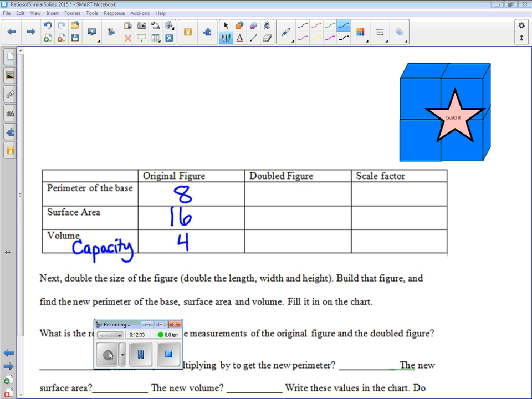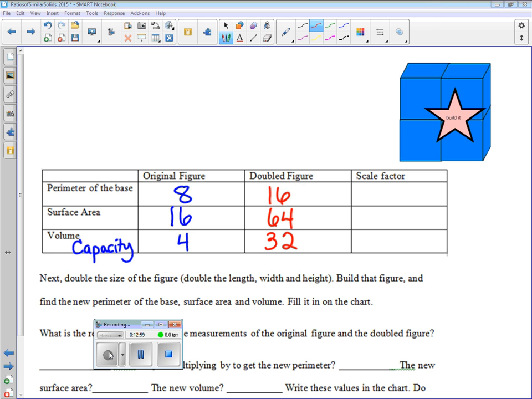All right. When we took our blocks and we doubled all of the dimensions, the height, the width, and the length of our figure, what was the new perimeter of our base? The new perimeter was 16. The new surface area was 64. And the volume was, okay.